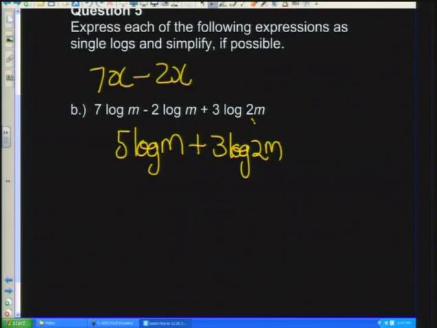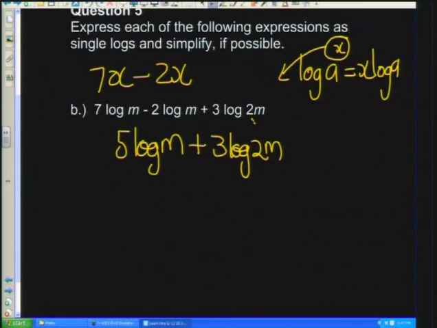Now remember, guys, I said to you, all of the log laws can be used in reverse as well. So if you have log a to the power x, you can write it as x log a. In other words, you can take that exponent and put it in front, but you can also do the reverse. You can take something that's in front and put it back into the exponent if that happens to be convenient for you, and it definitely is going to be now.